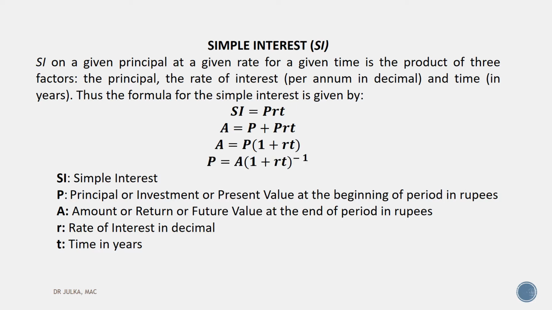And we can calculate principal using the same formula. Principal equals amount divided by 1 plus RT, or we can say amount multiplied by (1 plus RT) raised to the power minus 1.